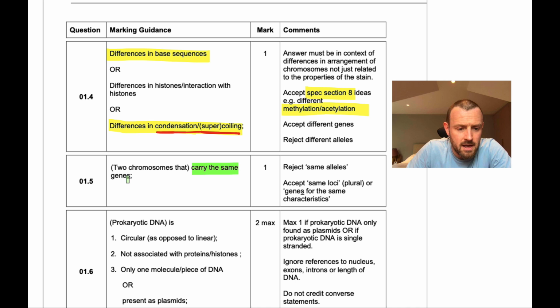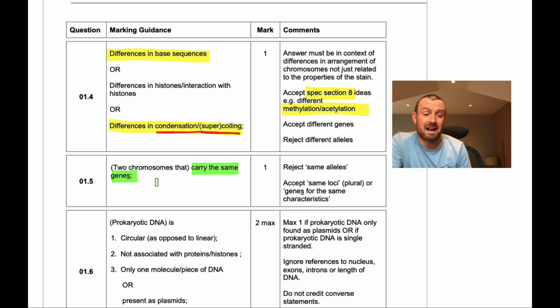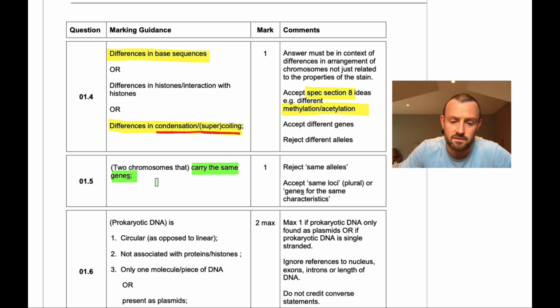I got there in the end. Two chromosomes that carry the same genes. Don't say the same alleles, because they might have different versions of the gene. You could say same loci. A locus is a place where a gene is. But interestingly, you wouldn't get a mark just for saying a maternal and paternal chromosome. That wouldn't quite do it. A maternal and paternal version of a chromosome that carries the same genes.